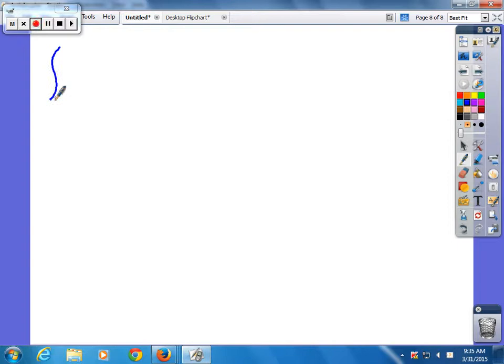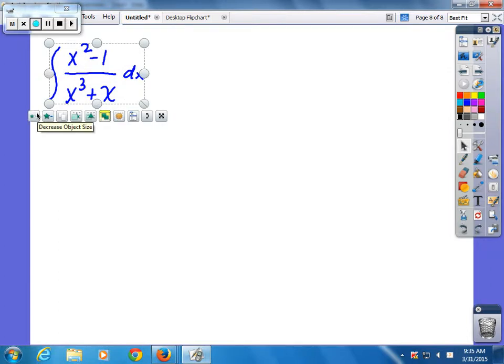Okay, antiderivative of x squared minus 1 over x cubed plus x. All right, take off. I'll give you all a couple of minutes. Now this one you're going to have to add bx plus c in the second term because you've got a square on the bottom. Got to drop 1 degree.